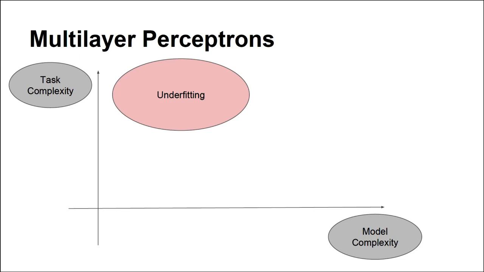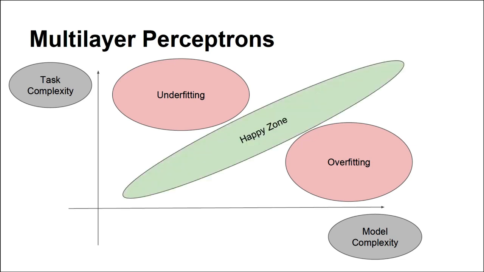So if your task is too complex for your model, the model will not be able to learn it. So you don't want to be there, but you don't want to be here either. If your model is very complex, but your task is not very hard, then the model will be able to just learn some function that's ridiculous. So you want to be somewhere in the middle.